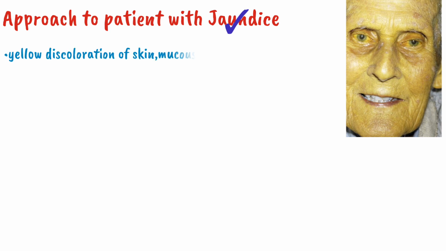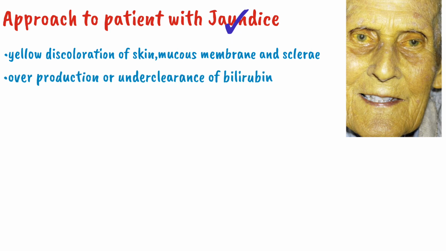Jaundice is a yellow discoloration of the skin, mucous membrane and sclera, which can result from either the overproduction or the underclearance of bilirubin. Here you can see a patient with jaundice. You can see the yellow discoloration of the skin, mucous membrane and sclera.